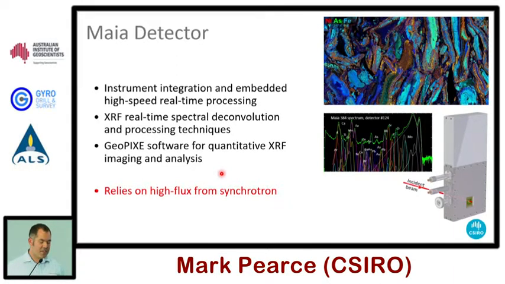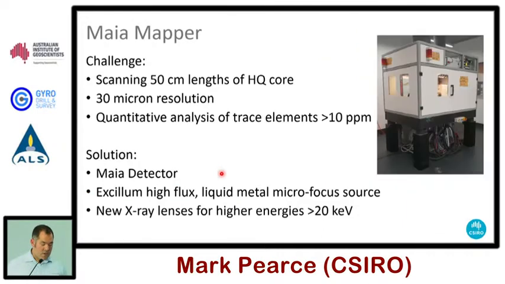As I said previously, the Maya Detector was only on synchrotrons, so our challenge was, can we build a lab instrument that takes 50 centimeter lengths of core, that can map with something approaching 30 micron resolution, and gives us quantitative analysis of trace elements. Here is the solution. That's the system in Perth that some of you will see tomorrow. And it includes a Maya detector that I talked about before.